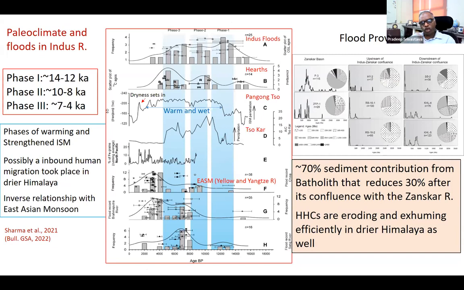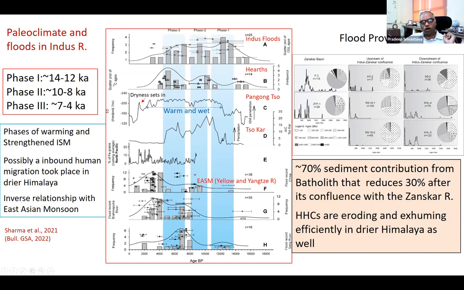We clubbed all the chronologies of the Zanskar and the Tibetan Indus rivers. We found that in the early Holocene and mid-Holocene, we have 3 different clusters of floods. Phase 1 was around 14 to 12 ka, phase 2 was 10 to 8 ka, and phase 3 was 7 to 4 ka. These were the phases when the flood frequencies were higher.